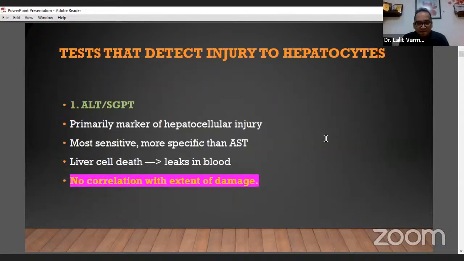Now, tests that detect injury to the hepatocytes, of course, we know ALT, SGPT. It is the primary marker of hepatocellular injury, the most sensitive, more specific than the AST. So ASTs can be elevated in which conditions apart from the liver? Anybody?